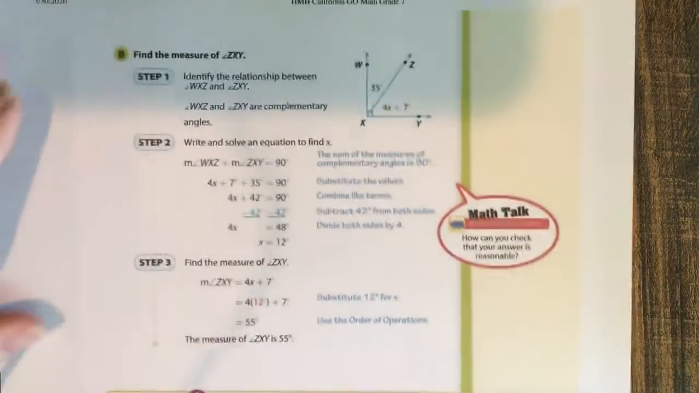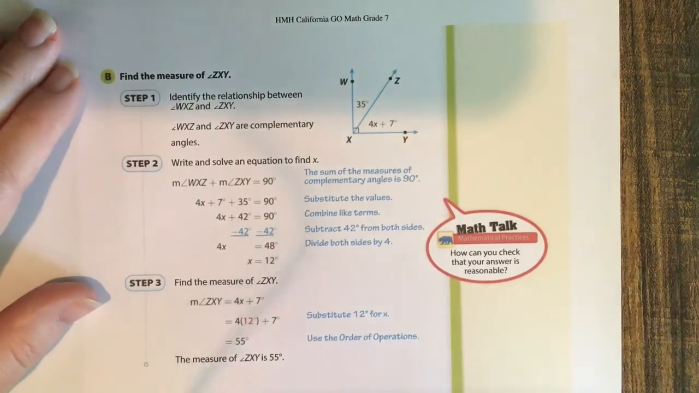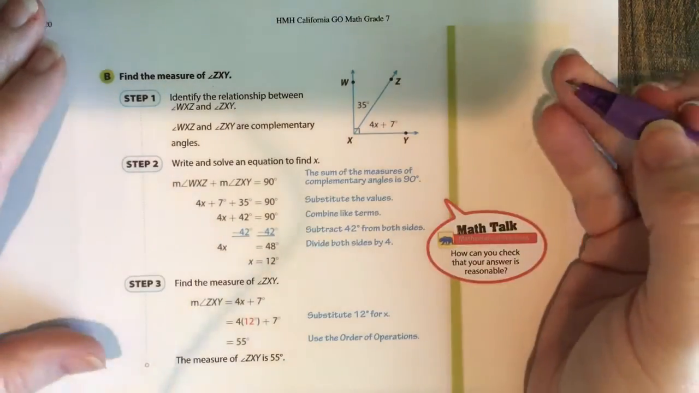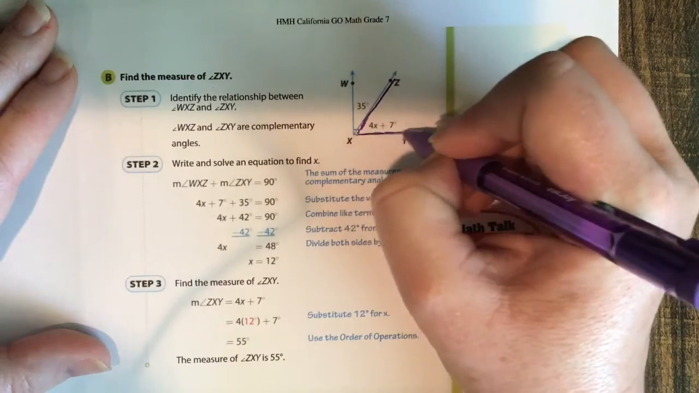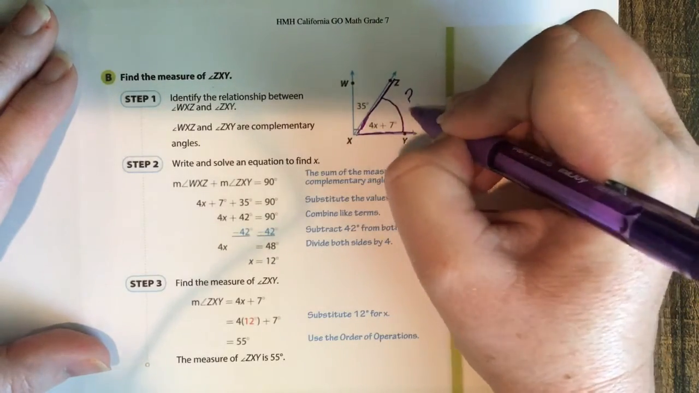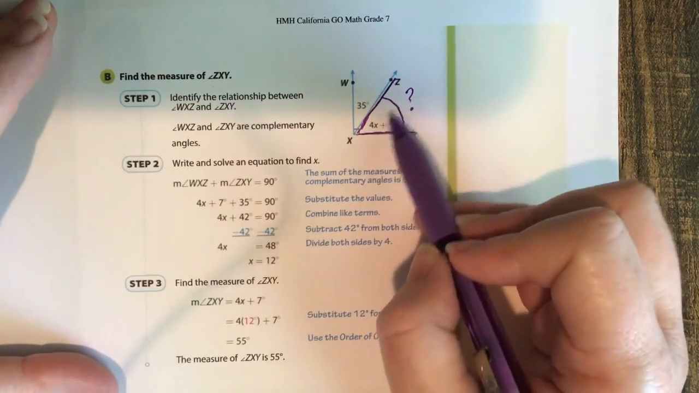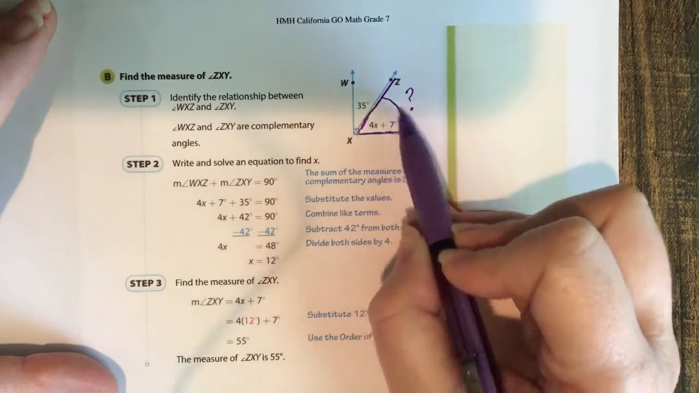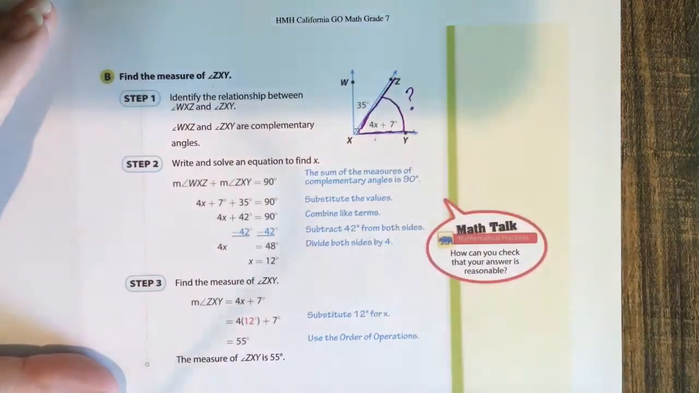And then our last page that we're going to be looking at, let's look at this example. This is example B. It says find the measure of ZXY. So I'm first going to find where that is. So ZXY, it wants us to find what that angle is right there. Well, it didn't tell us. It gives some information. It says it's 4 times x plus 7. But we'd have to find out what x is in order to solve what this equals. So we have to solve for x.